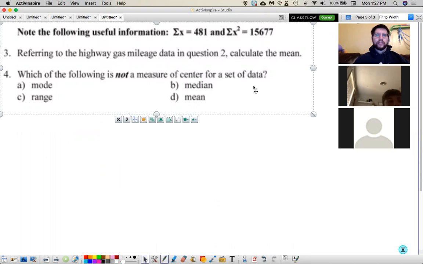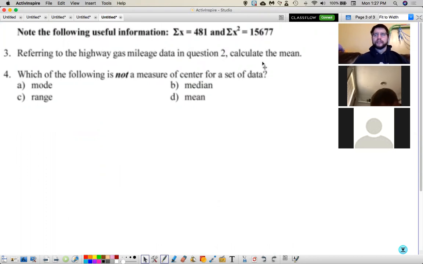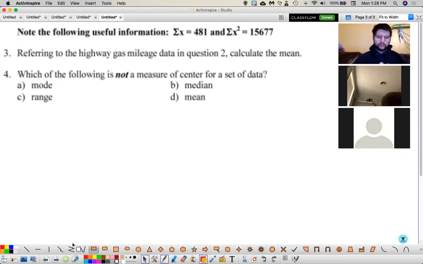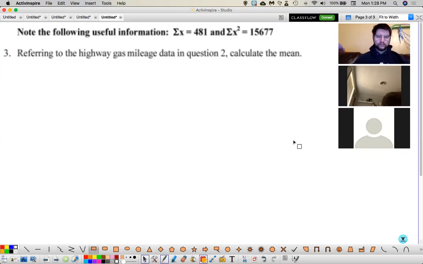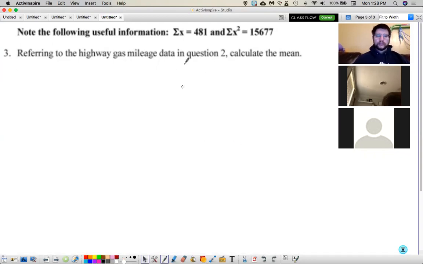So number 3 says calculate the mean. Well, you could type all those in your Casio and hit the X bar button, but you don't need to because it gives us the sum of X right here. And we know that the mean is the sum of X divided by the number of numbers. So actually, let me do this. So I'm going to do 481 over 16.